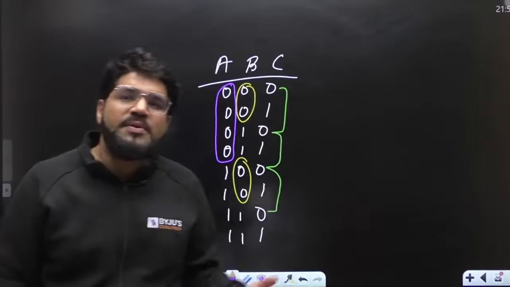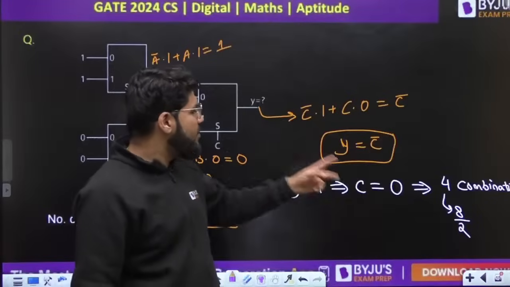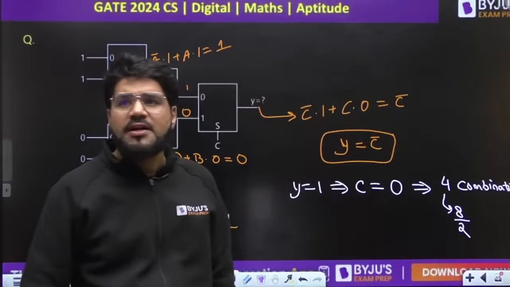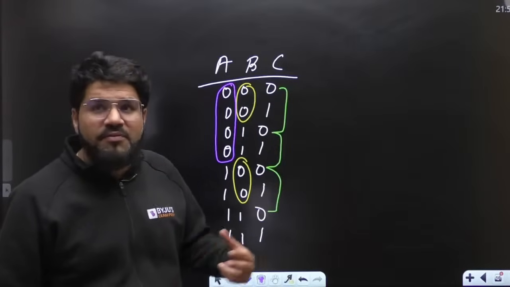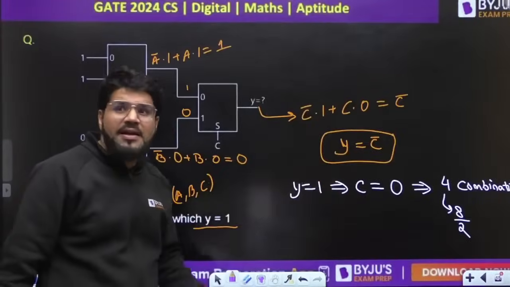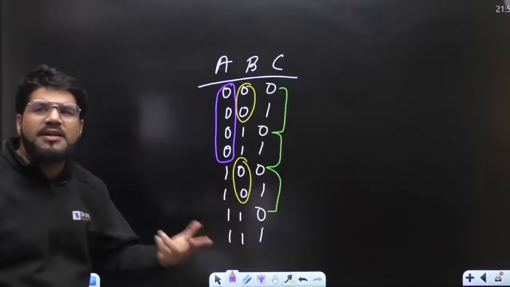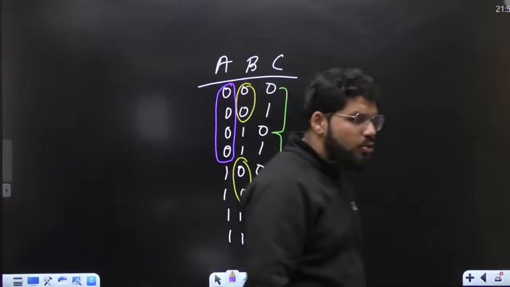50% of what? 50% of 2 power n. Here there are total 3 bits, so 2 power 3 is 8. That is the logic, answer 4. You can check from the truth table also. But in the exam, I believe ये आपको पता होना चाहिए. Truth table बनाने का need नहीं होना चाहिए. But even if you make the truth table, it takes maybe just another 20 or 25 seconds.